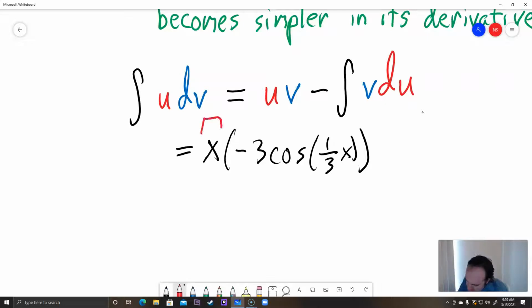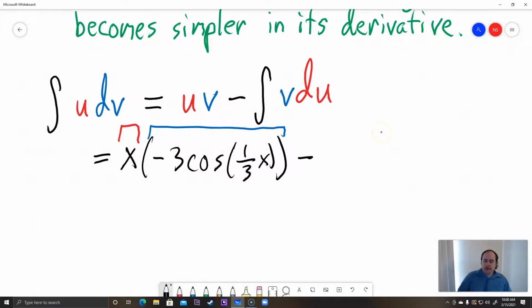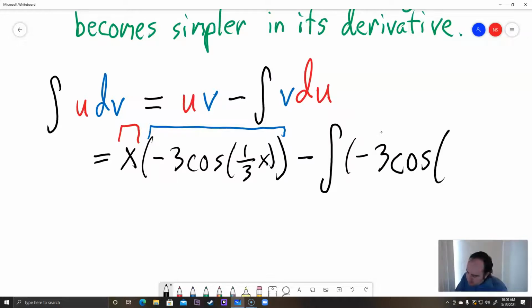Okay, so this one is u, and then this one is v. And then we have minus the integral of v du. So for minus the integral of v du, once again we said that v is negative 3 cosine of 1/3 x. Okay, so we have the integral of negative 3 cosine of 1/3 x, and then we have that times du.